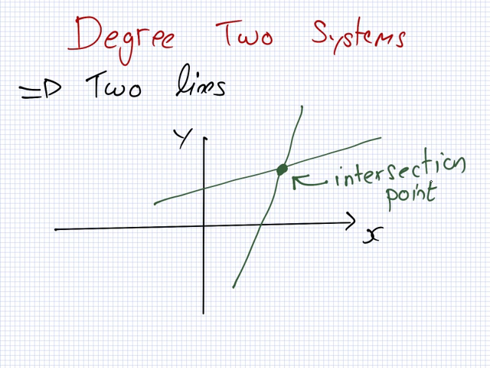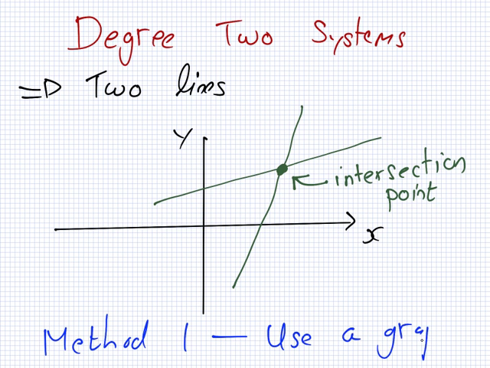So in total, there are 4 methods we can use, but only 2 of them are going to be asked in the exam. So the first method, method 1, is to use a graph. Now this is actually a bad way to do it.